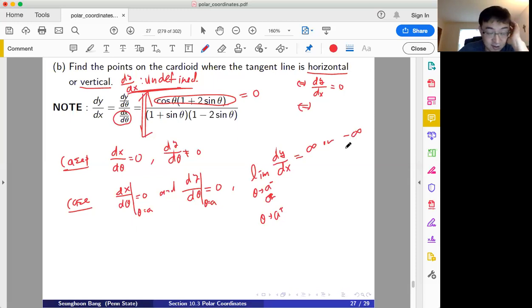We have two cases in the vertical asymptote. This is key. If the top one equals 0, we have a horizontal asymptote. If the bottom one equals 0, we have the vertical tangent line, but we have two cases. First, the top one is non-zero: exactly, we have a vertical tangent line. Second, the top one equals 0 and the bottom one equals 0: you have to check the limit of the slope dy over dx. If the limit of dy over dx goes to positive infinity or negative infinity, we have a vertical asymptote.